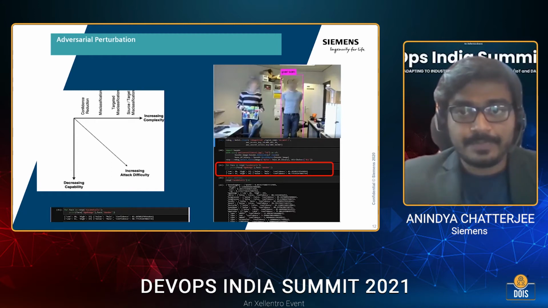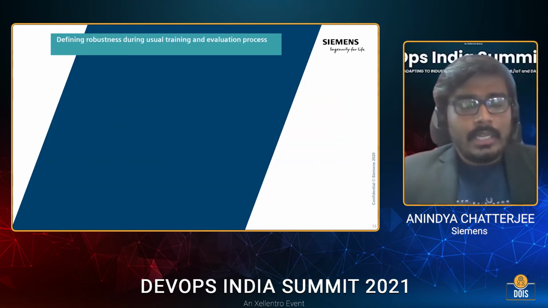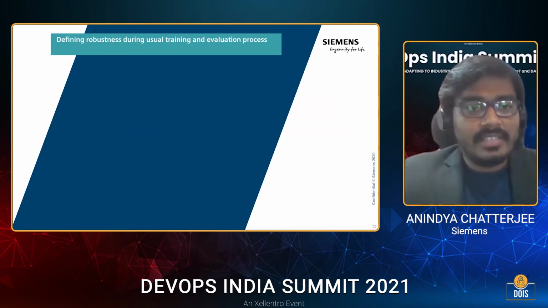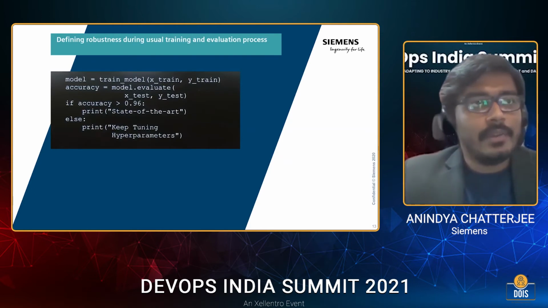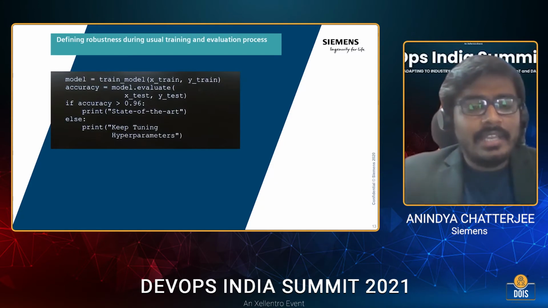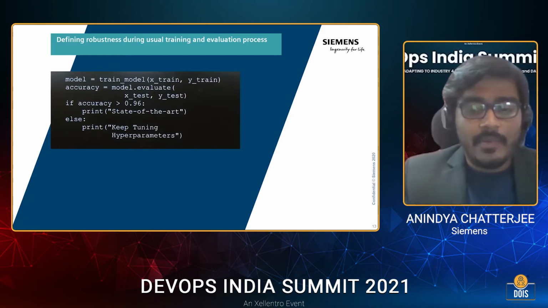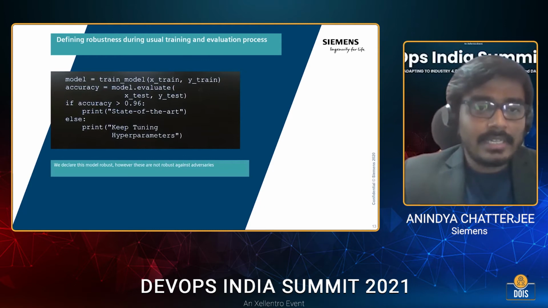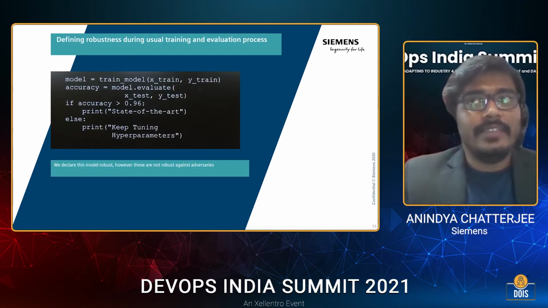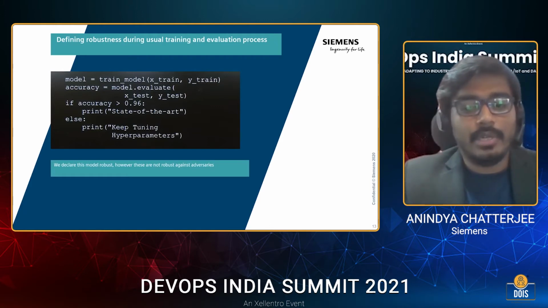Now, what do we generally do in our training and evaluation process when we are building deep learning systems? We train or retrain our model until we reach a certain accuracy, which we have defined as our state of the art. If we have achieved that accuracy, we say that we have reached a state-of-the-art network, and if not, we keep retuning or fine-tuning our hyperparameters based on our requirements. But does this alone declare the model as robust? Are these models actually robust against the adversarial attacks that we spoke about earlier?